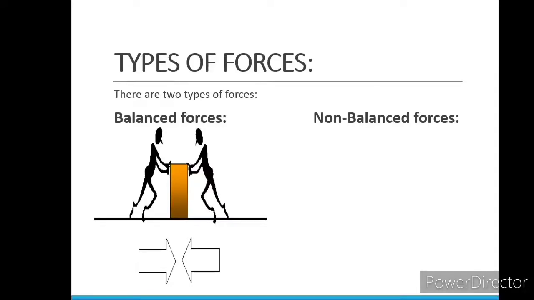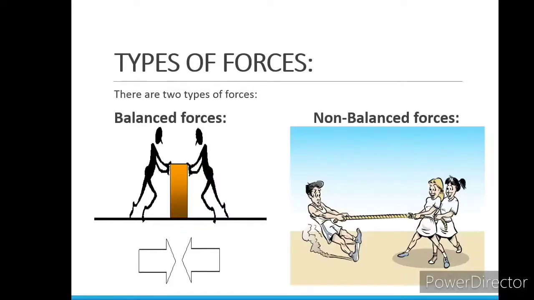So coming to the second type of force, that is non-balanced force. Here in the picture you can see that there is a tug of war happening between some students. Here two girls together on the right are pulling the rope, and on the left side there is only one boy who is being dragged towards the girls. So what is happening in this tug of war is that the force on the right, that is the force applied by the girls, is very much larger compared to the force applied by this boy.